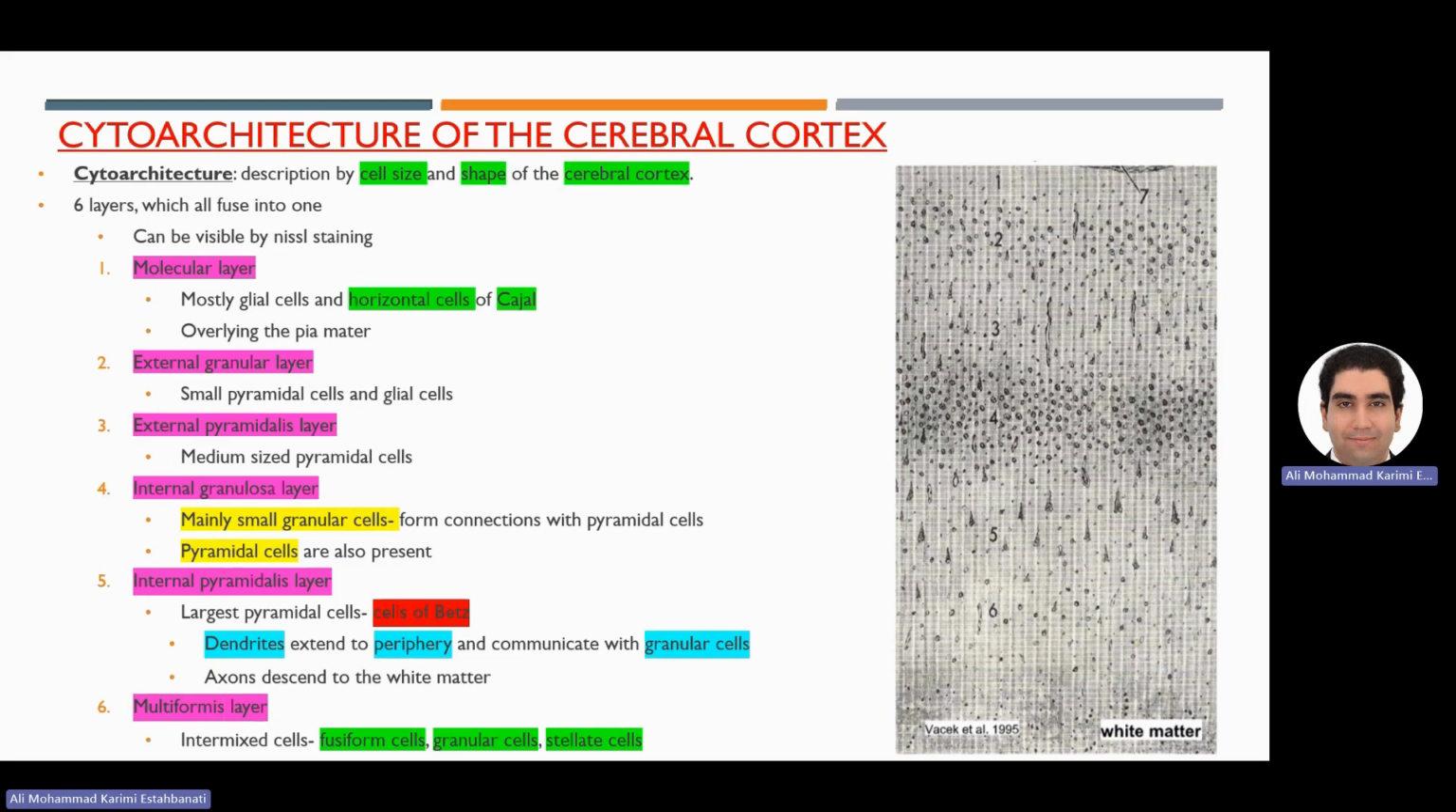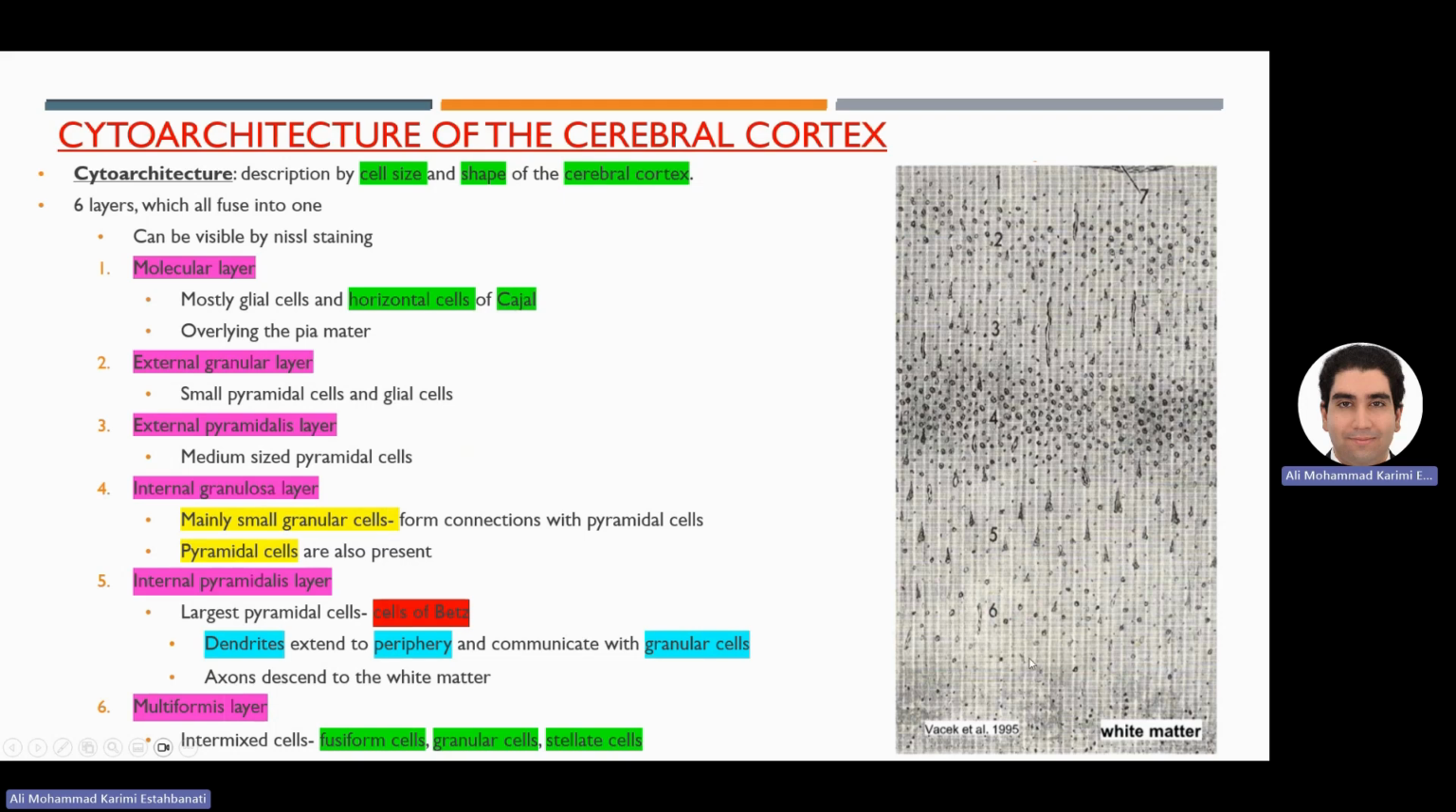Finally, we reach the internal pyramidal layer, where the largest pyramidal cells of the body are. They're called the Betz cells, and their dendrites basically are extending to the periphery, and they're communicating with the granular layer here and there. And finally, their axons are extending to the white matter.